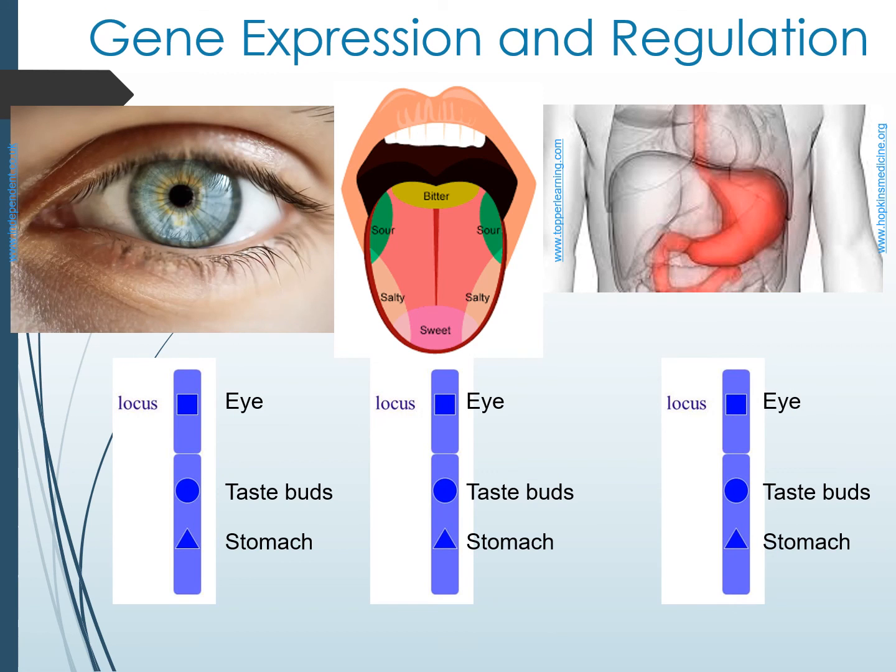If all DNA is copied from a single cell or the fusion of 2 gametes, how do different tissues perform different functions? Why do we not have eyeballs in our stomachs or taste buds in our eyes? The process of gene expression and regulation control what genes are expressed.